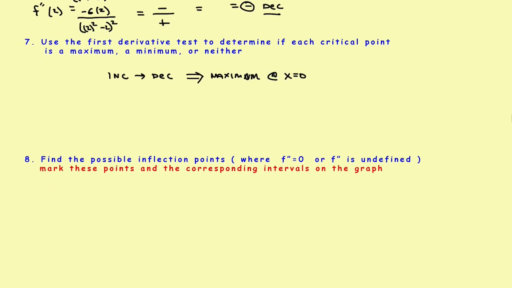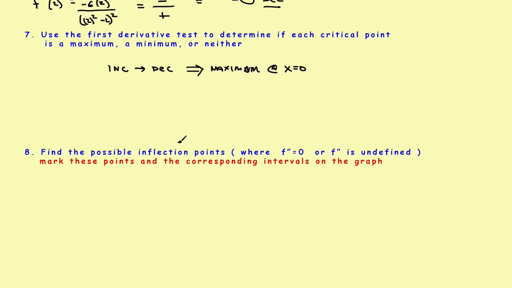Now the next thing: you use the critical points to find out where it's increasing or decreasing, and you use inflection points to find out where it's concave up or concave down. First of all, you've got to find the inflection points. You might remember the inflection points occur where either the second derivative is equal to 0, or the second derivative is undefined. Now, these are going to be possible inflection points. It won't be an inflection point unless the concavity actually changes.